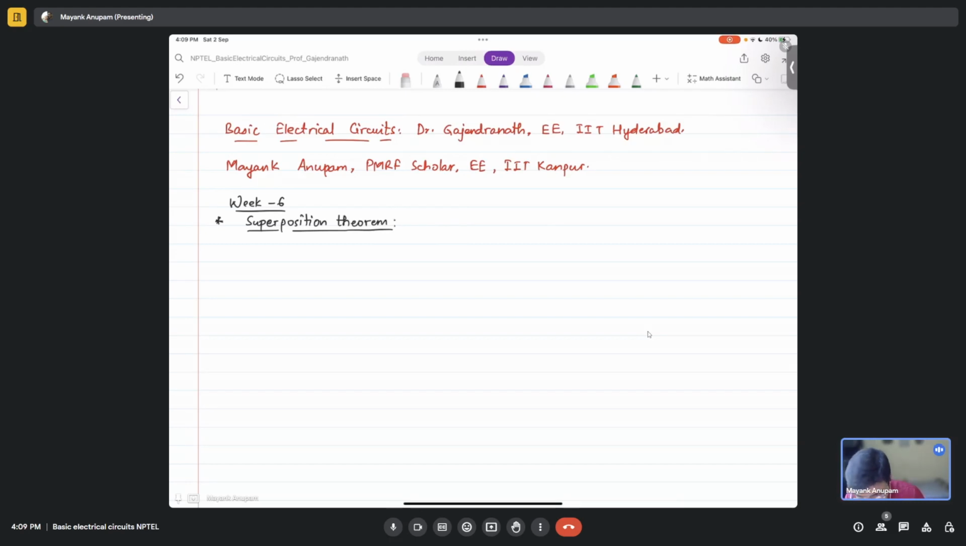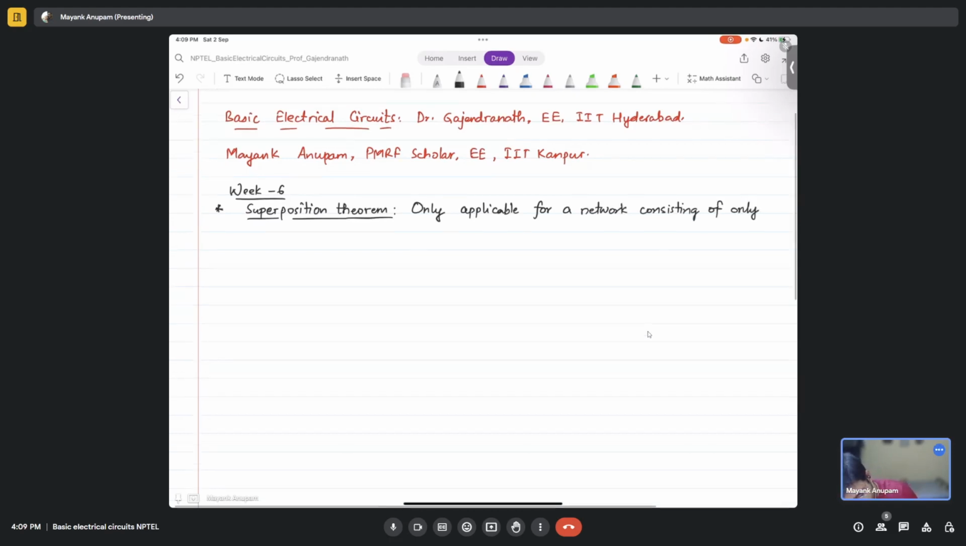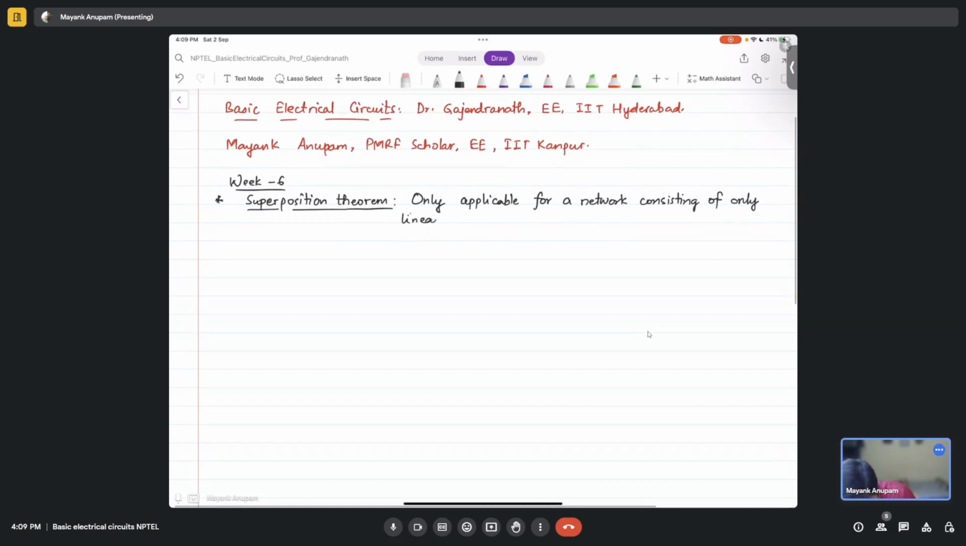One thing that I repeatedly want to emphasize is that it is only applicable in a linear network, or for a network consisting of only linear elements. Okay, so this is fine.